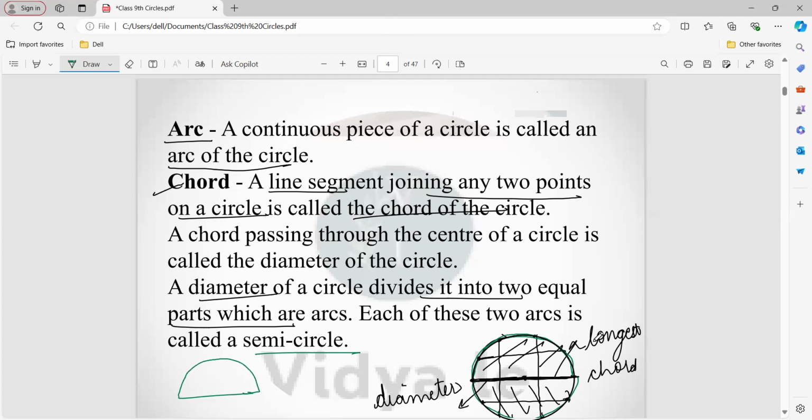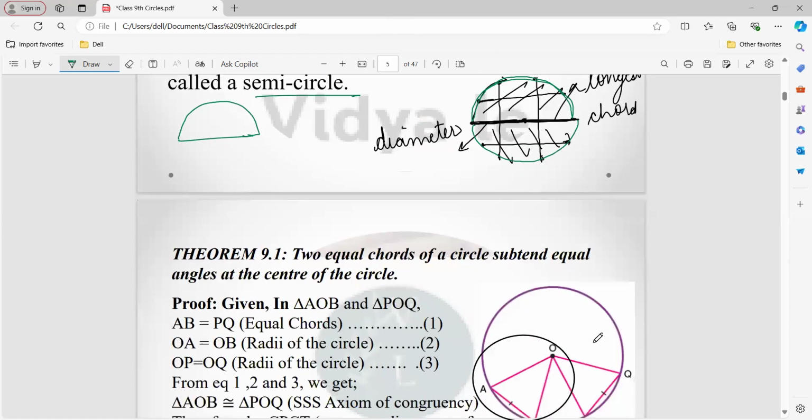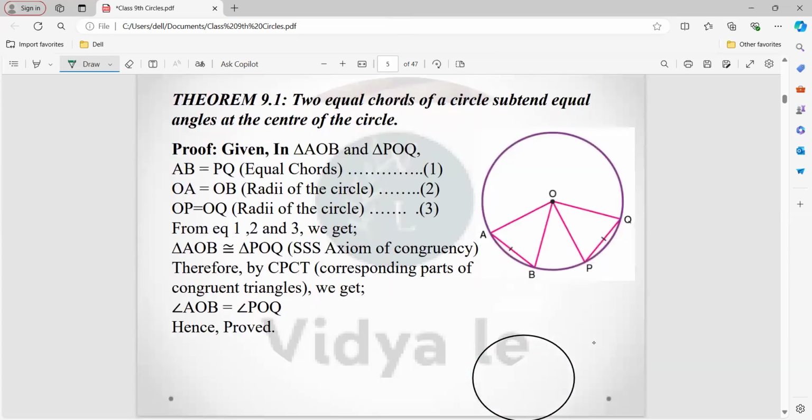All right, wonderful. Now we have a very important theorem. So let's revise the first theorem, which is 9.1. The theorem is: 2 equal chords of a circle subtend equal angles at the center of the circle. That is, if we take any 2 chords which are equal, those 2 chords will subtend equal angles at the center.